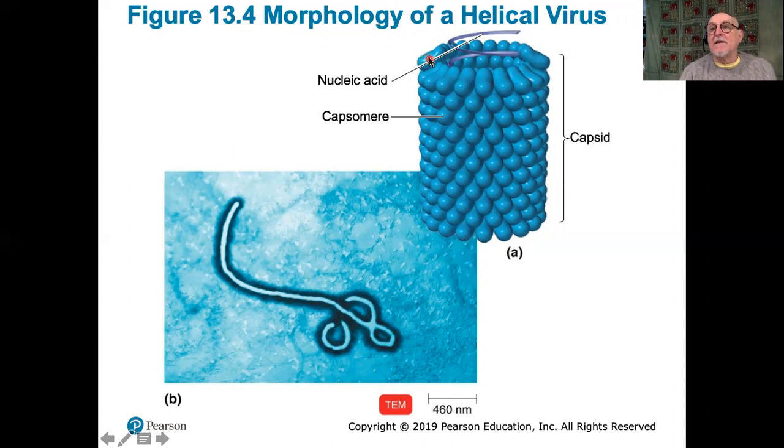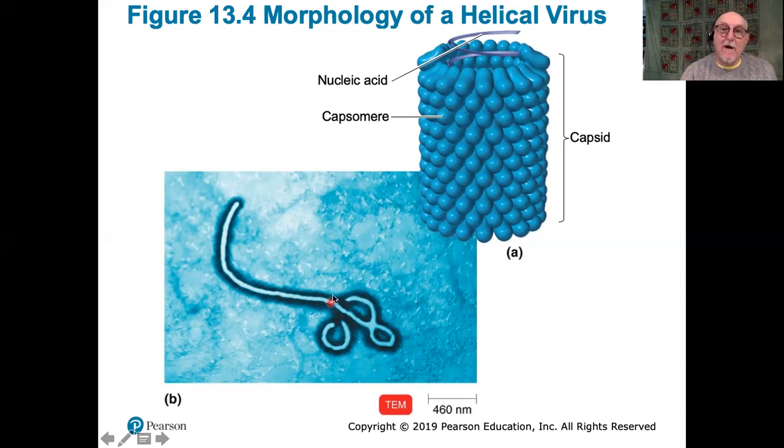And very often the nucleic acid is actually associated with the inside of those capsomeres. So it also is twisted into a helical shape inside. So these are the capsomeres making up this capsid, the capsomeres laid down in a spiral fashion.